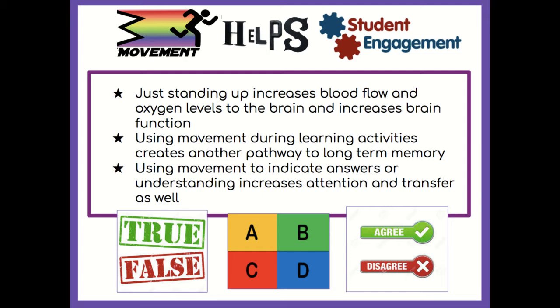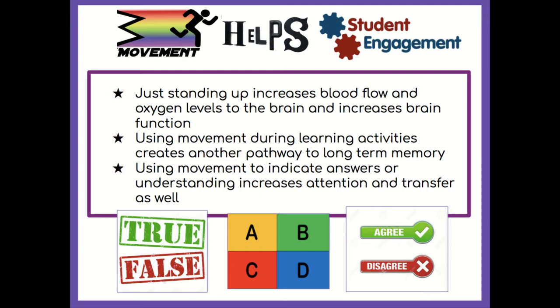Using movement for indicating multiple choice answers. I have put in the corners of the classroom, labeled them A, B, C, or D, and counted backwards from 10 to walk safely to the corner that fits your answer. So we get that blood flow. We're participating. We got that movement that helps them participate, listen, and learn.